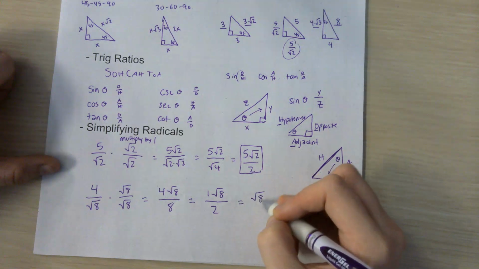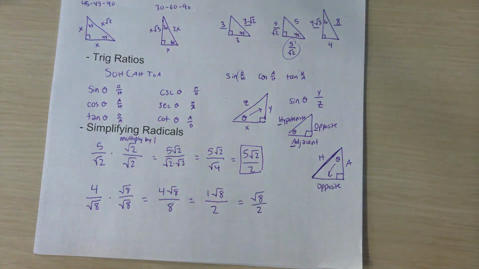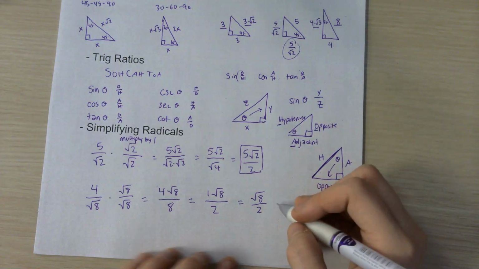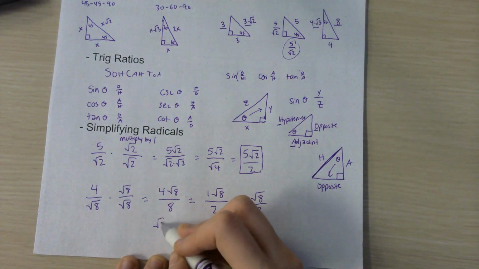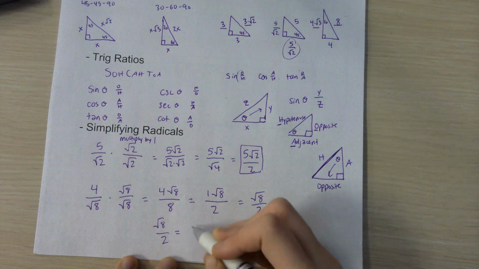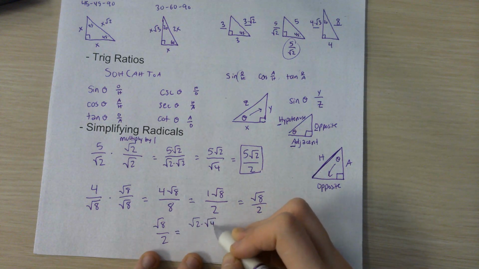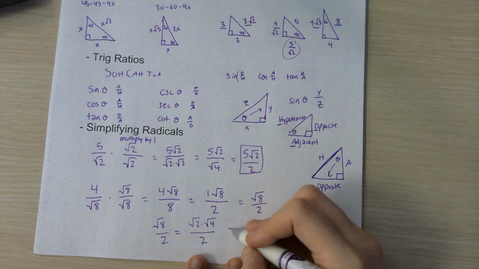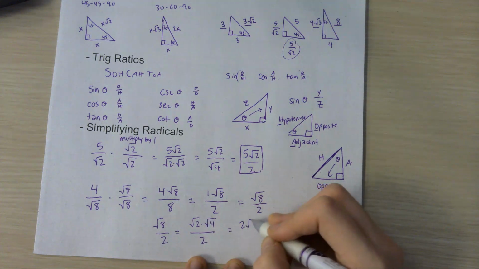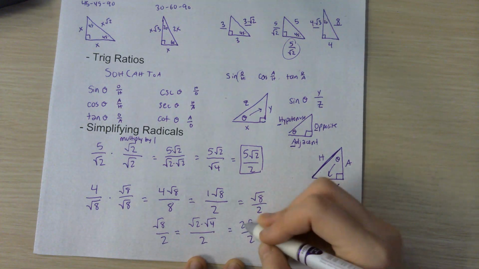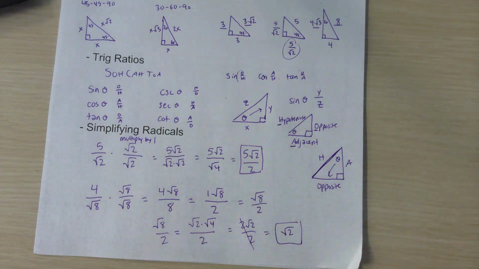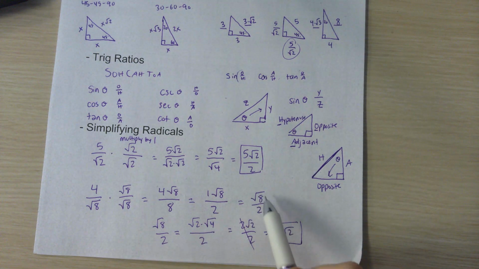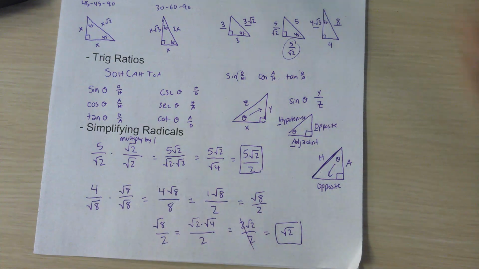So we can just write that as root 8 over 2. Actually, you could go even further and simplify this. So we have root 8 over 2. That's the same thing as root 2 times root 4 over 2. And this becomes 2. So it's 2 root 2 over 2, which is the same thing as, these cancel out, just root 2. So you always want to see if you can pull out roots from radicals. But you also never want to have radicals on the bottom.